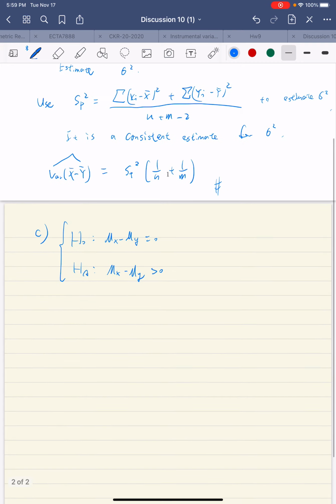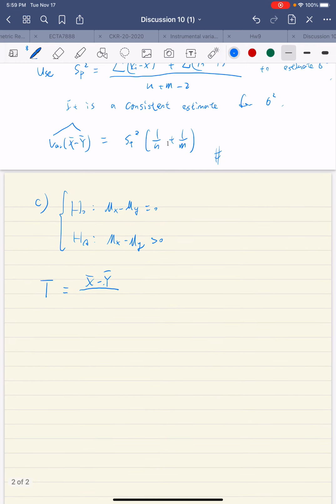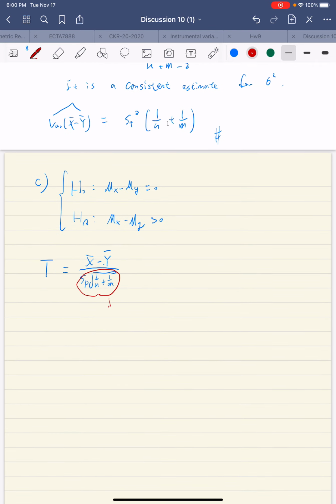So first we define what is our test statistic. In this case, why do we use this one? So okay, consider the test statistic T equal to S bar minus Y bar divided by SP times the square root of the constant. So the denominator is the estimate of the variance of S bar minus Y bar, square root. And this statistic we know its distribution. It is the t distribution with degrees of freedom n plus m minus 2. This is under the null.